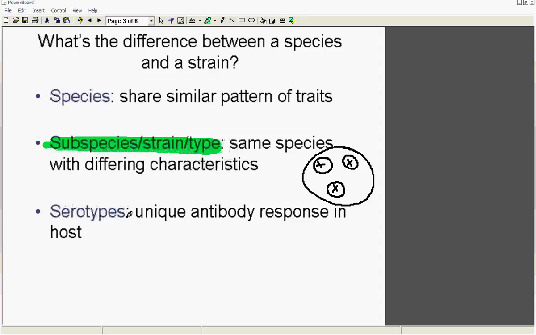Later on in the semester, when we start learning about your immune system, we'll also learn more about something called serotypes. This is a way that we can distinguish different bacteria within a species based on how different antibodies respond to them. A good example of this is salmonella. There are about 2,400 different types of salmonella bacteria. They're all within the same one species of bacteria, but there are 2,400 different serotypes of salmonella.